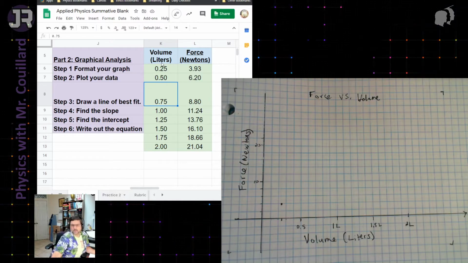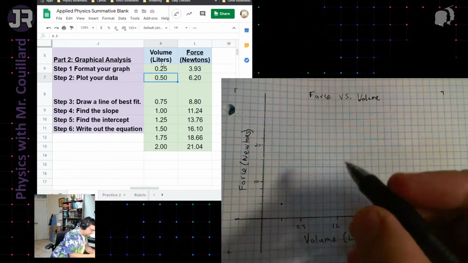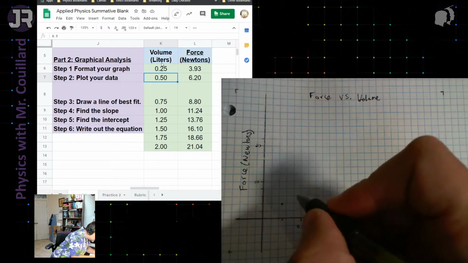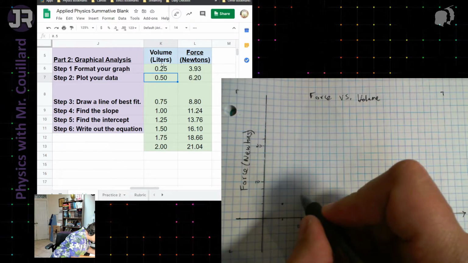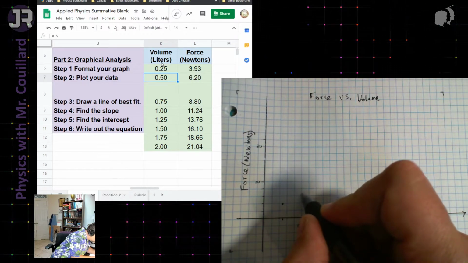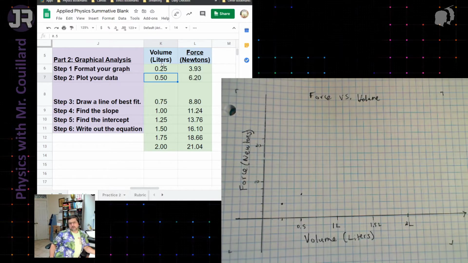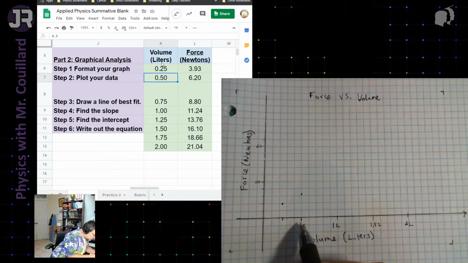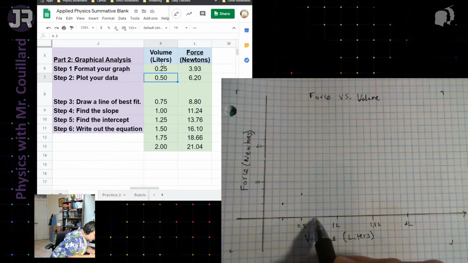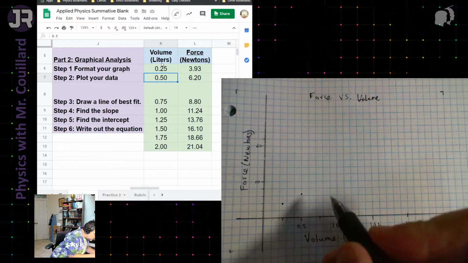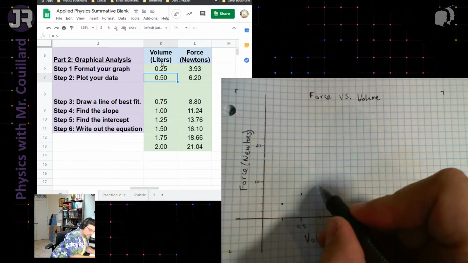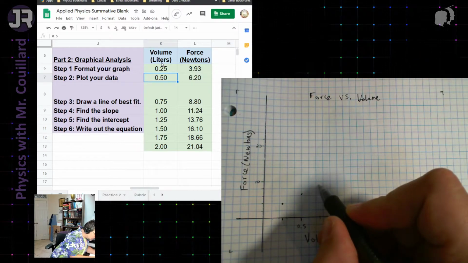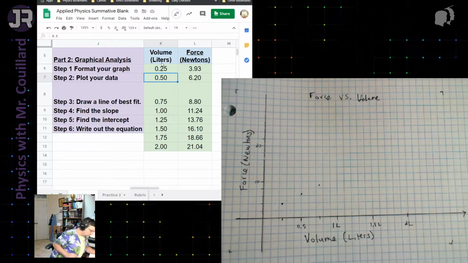And then we're going to go to half a liter, 0.5, and we're going to go up to 6. So 2, 4, 6, 6.2, just beyond that, right there. And we're going to go up to 0.75, so 0.6, 0.7, 0.75 is in the middle. And we're going to go up to 8.8, so we're a little bit shy of halfway there.